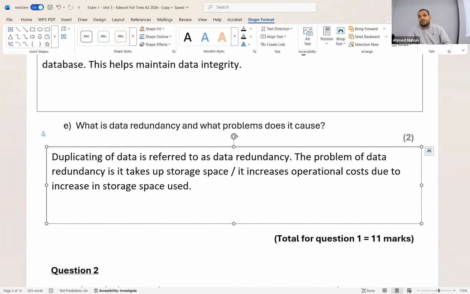So shall we look at what the examiner also has said? Maybe he has said something we never thought of. Maybe he has used words which would summarize the whole answer.